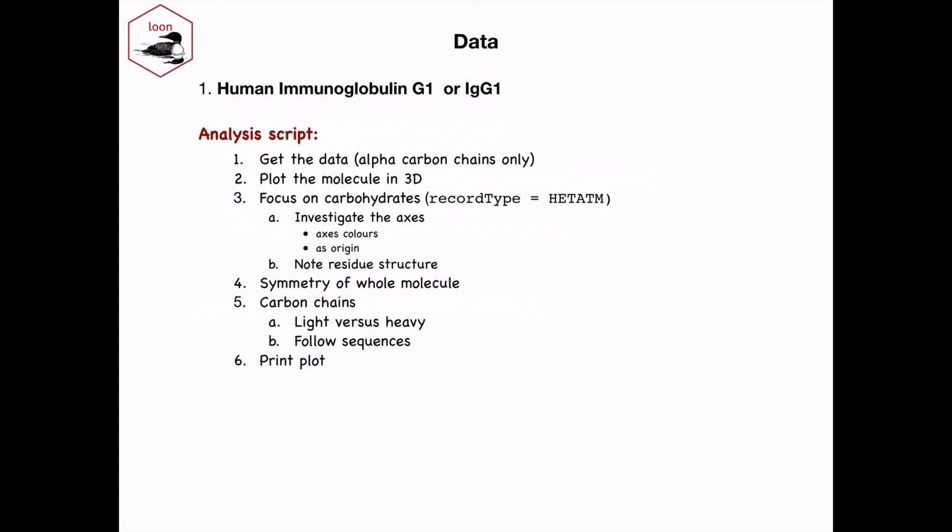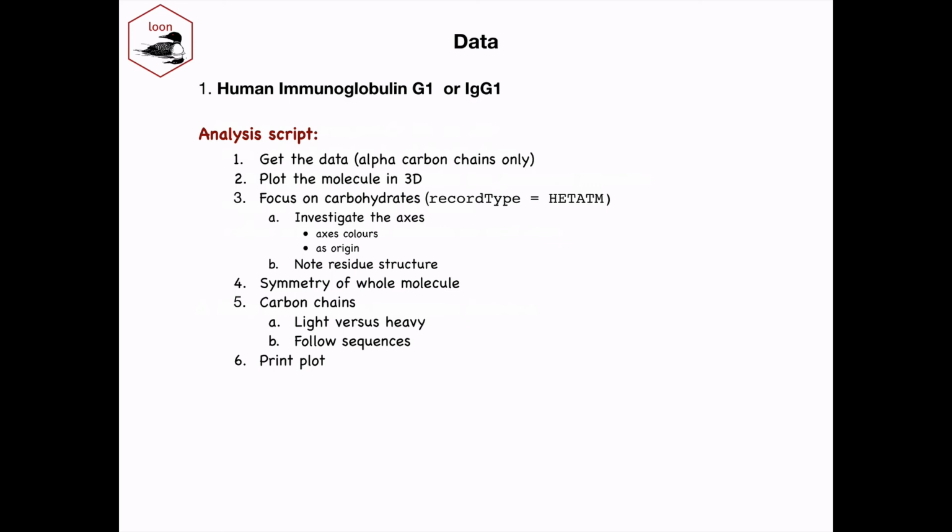And then back out and look at all of the atoms again, all 1,500 plus atoms that we have available, and look at the symmetry of the whole molecule, particularly as it relates to the residues or amino acids or carbohydrates that are hanging off the carbon molecules.